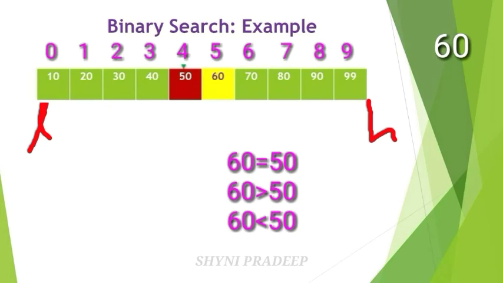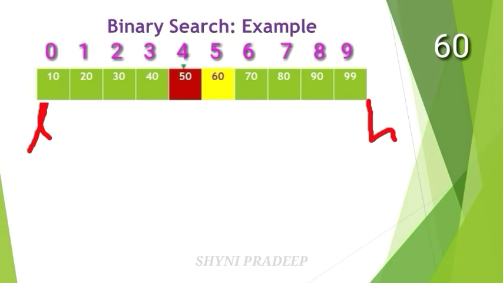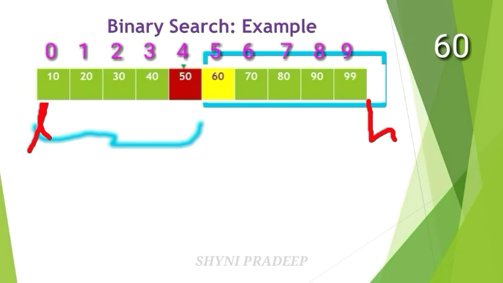Which one is true? 60 is equal to 50, this is not true. And 60 is greater than 50, this case is true. If the search element is greater than the middle element, then we select the elements on the right side of the middle element. You skip the elements to the left side of that middle element. The middle element is 50, so you have to select the elements to the right side of it.